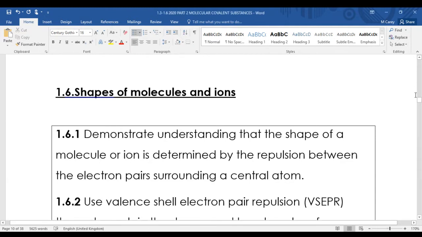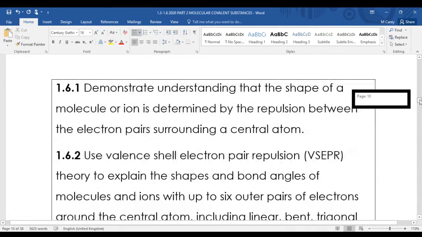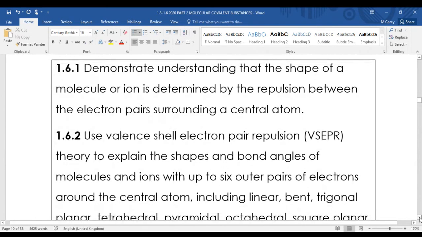As I said earlier, I am jumping to topic 1.6 because I think this fits in much better when we talk about lone pairs and bonding pairs and drawing dot and cross diagrams. When we've seen the two-dimensional representation of molecules, we can apply that to how we describe the 3D representation of molecules and molecular ions. It's all to do with how many lone and bonding pairs there are around the central atom and how they move as far apart as possible to minimize repulsion.